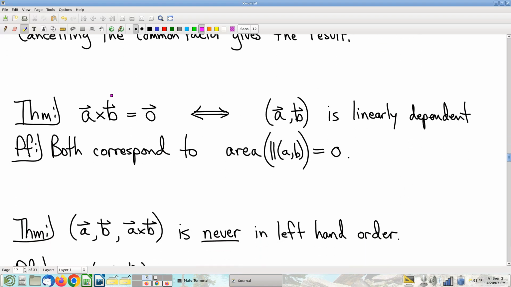Okay. If the cross product is 0, your pair is dependent.